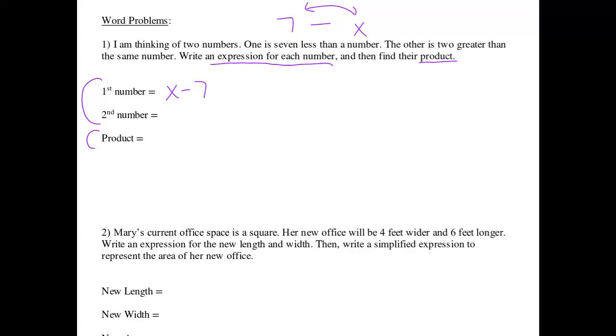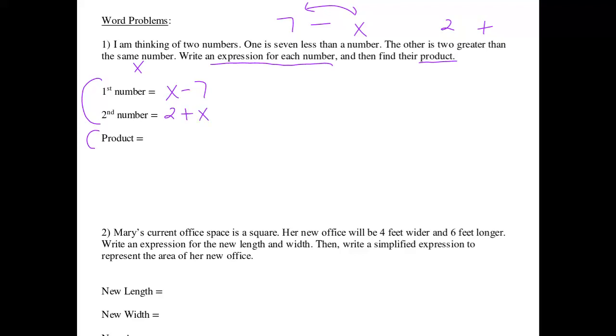Now, the other one says it's 2 greater than the same number. That's important because that means we're still using x. Greater than, again, there's an inequality sign, but now it means we're adding on, and we're adding 2. And in this case, it doesn't matter. Since it's addition, it's what we call commutative, meaning we can reverse the order. I'm going to write it the way that we have it here and do 2 plus x. If you wrote x plus 2, same thing.